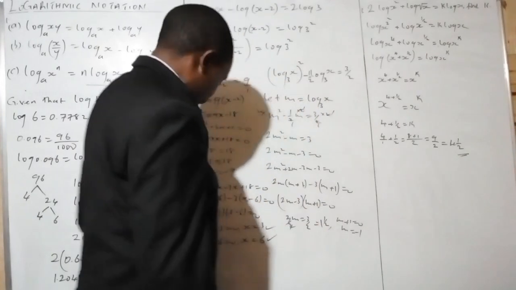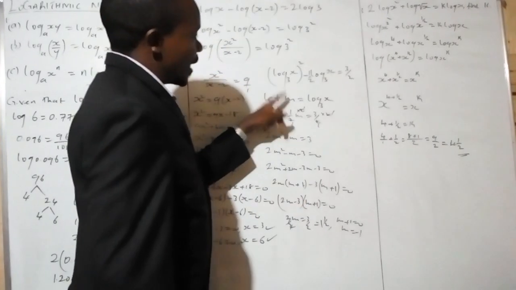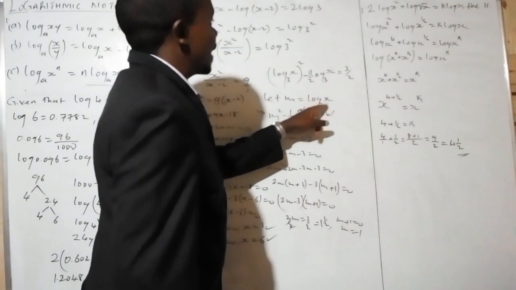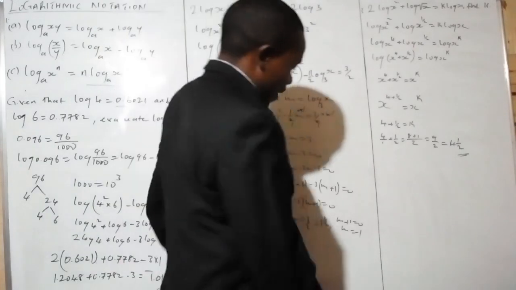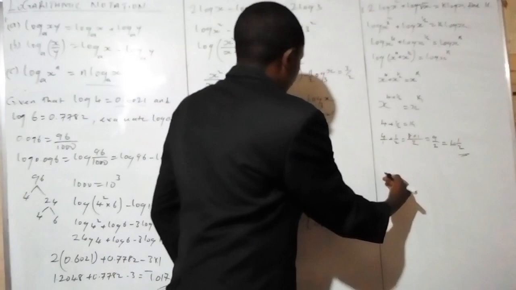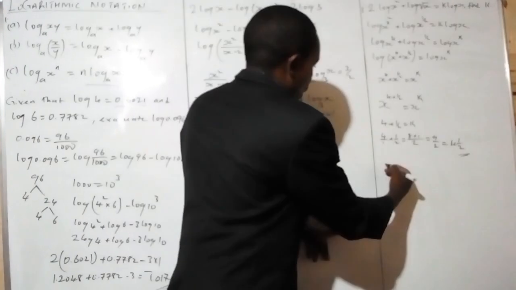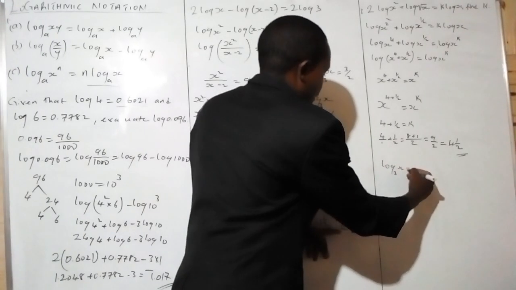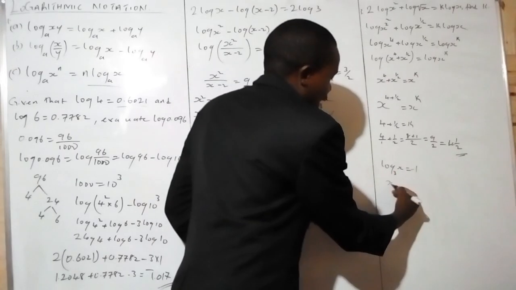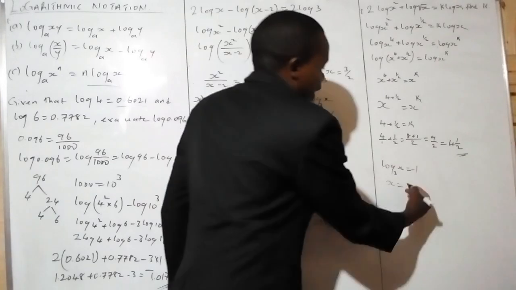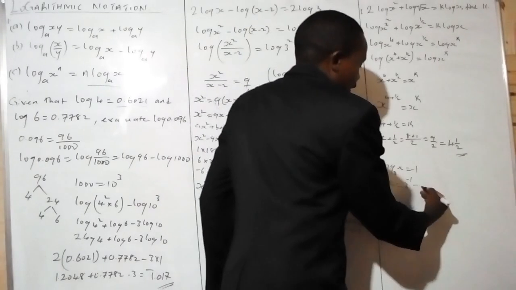But m is not the answer, because you had said let m be log to base 3 of x, and the examiner wanted us to find the value of x. So you come here and say m is here: log to base 3 of x is equal to negative 1. On my left hand side I am left with x. 3 takes the position of negative 1, and negative 1 becomes the power. So x will be 3 raised to negative 1, which is the same as 1 over 3.